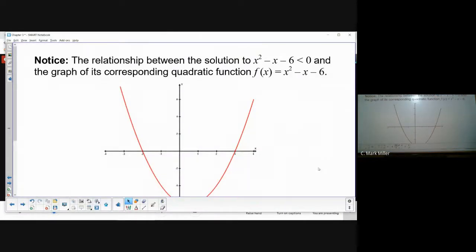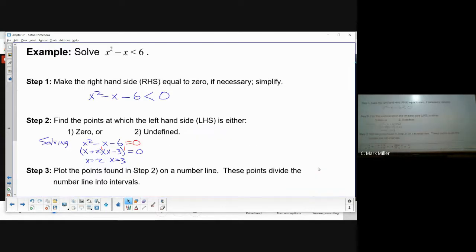Good. Last time we finished with this problem here, and what were we doing? We were solving, in this case, a polynomial inequality. So you have a polynomial function, and it was less than or greater than or whatever to some number in this case, right?